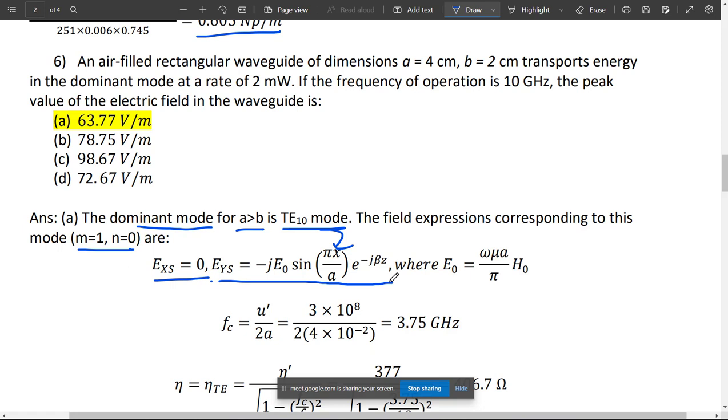Okay. So once you find out the mode is TE10, you will be able to say that Ex will be equal to 0 and Ey will be this expression, which is based on the formula, and E naught will be equal to omega mu a by pi H naught. Okay.